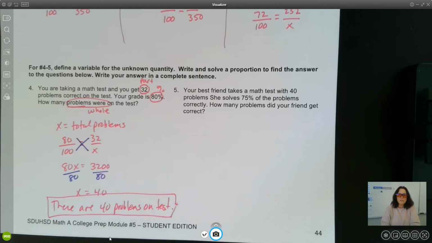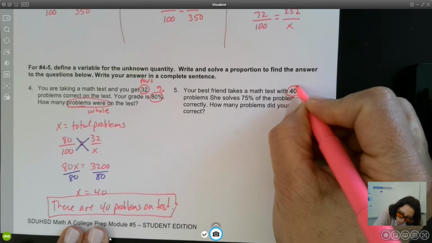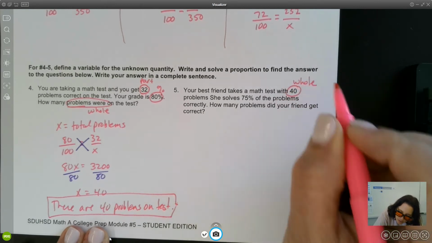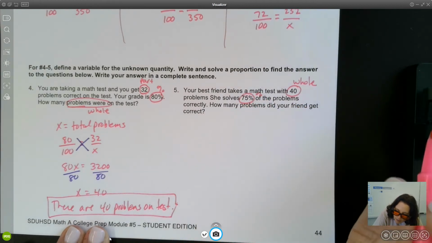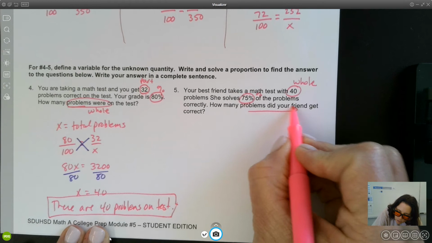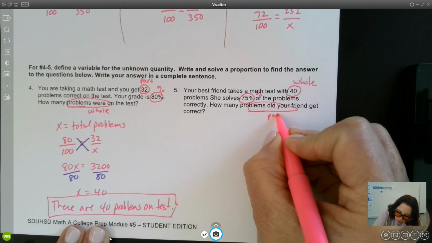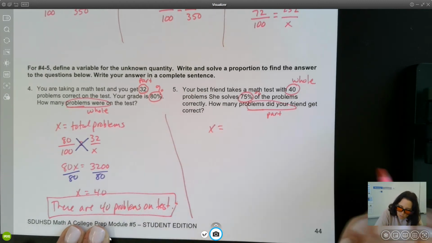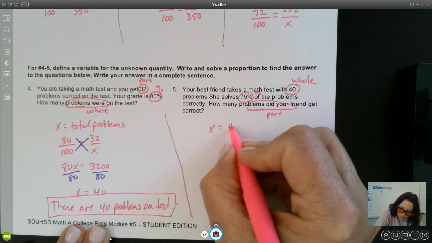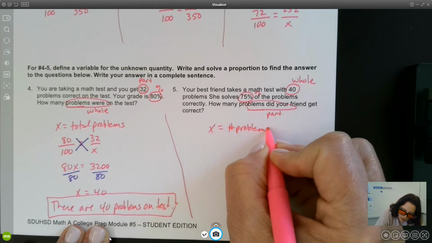Okay, all right, your best friend takes a math test with 40 problems. She solves 75% of the problems correctly. How many problems did your friend get correct? Okay, this is the whole this time. That's the total number of problems on the test. That's the percent. And then problems correct is going to be the part. Okay, so we've got X equals number of problems correct.